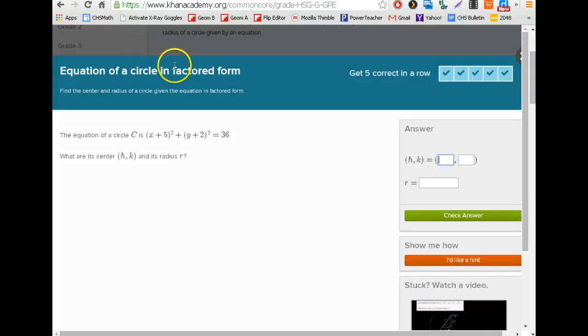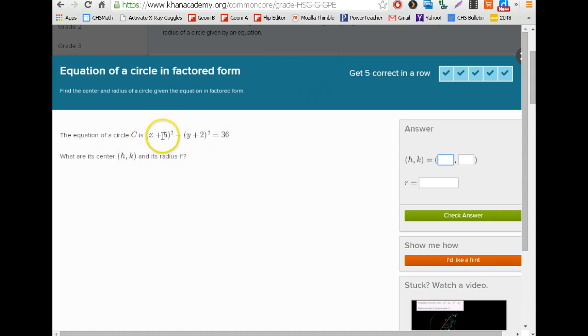Okay, so this problem here is pretty simple. Equation of a circle in factored form. So now I've got (x + 5)² + (y + 2)² = 36. So all I really need to know is the original formula: (x − h)² + (y − k)² = r², and they're all squared, right?